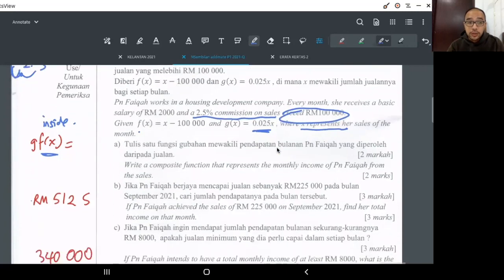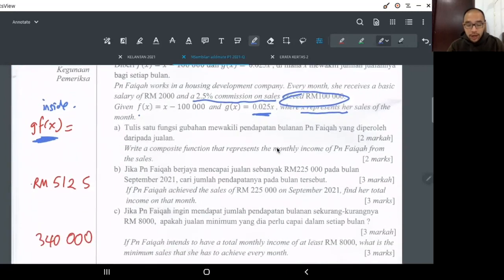Okay, so I'm only going to show you this. Of course, I want you to write g of x minus 100,000. There's only one more step to this. So write the composite function down. Now, what happens if you cannot answer this question A?